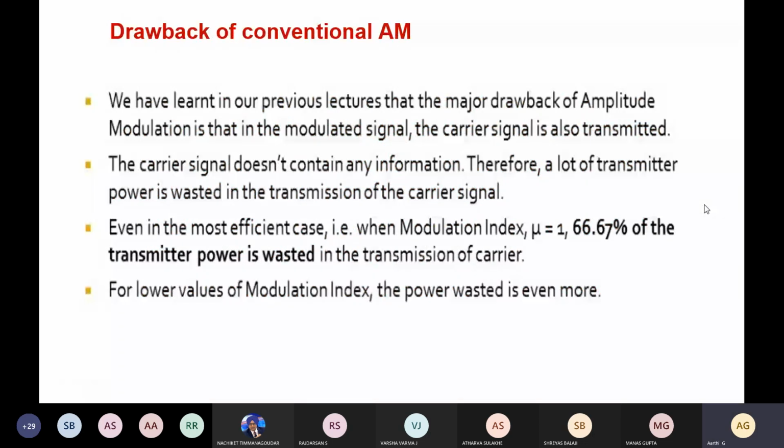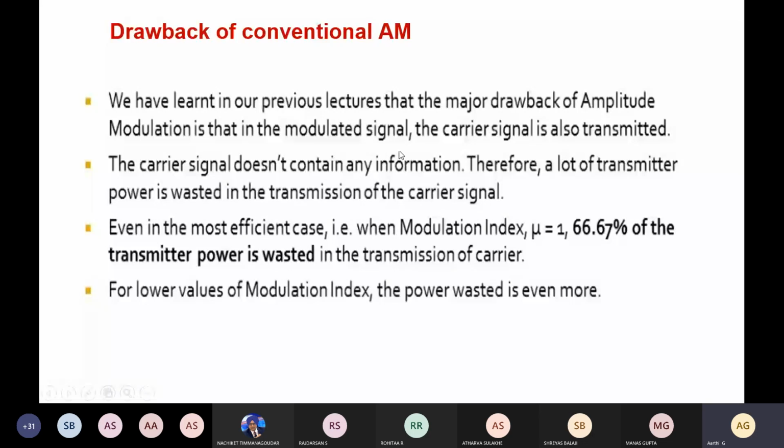The drawback of the conventional AM system: we have learned in our previous lecture that the major drawback of amplitude modulation is that in the modulated signal, the carrier signal is also transmitted. Ultimately, we want only the message signal to be recovered at the receiver end. In the AM signal, we have a carrier signal as a separate element, and we have the upper and the lower sidebands. So this carrier signal is unnecessarily occupying the bandwidth.